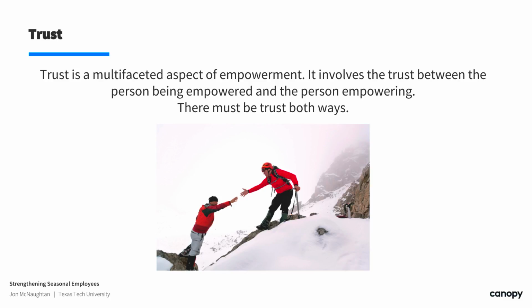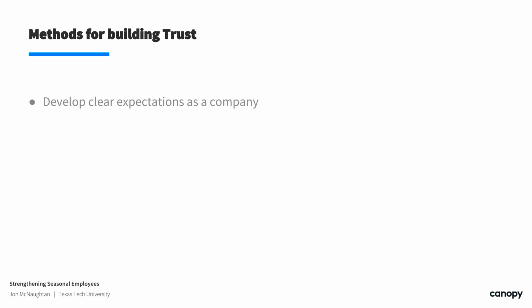So methods for building trust. The first one is developing clear expectations of the company. If people don't know what's expected of them, and again, going back to that boundaries of empowerment, then it's really hard for them to be successful. I could think of a number of examples of this where leaders have come in and they've said, look, I want my people to feel like they can be innovative, that they can do things, that they can take on new challenges. Well, that's great, but what we also need to outlay is what that looks like, right?